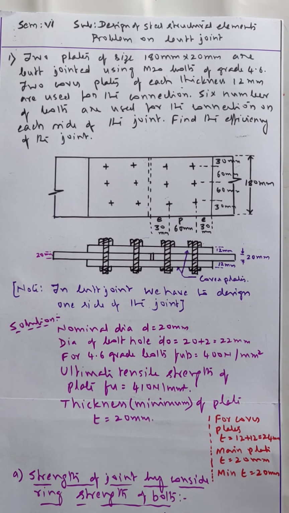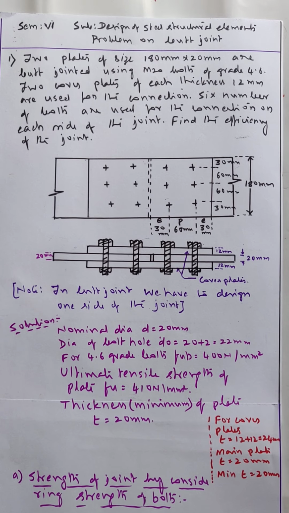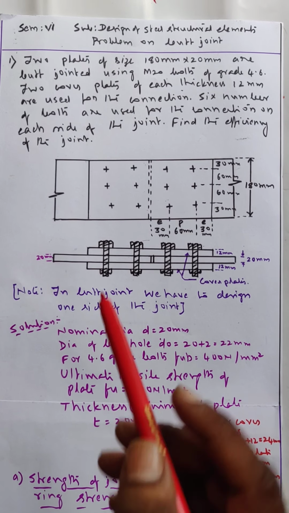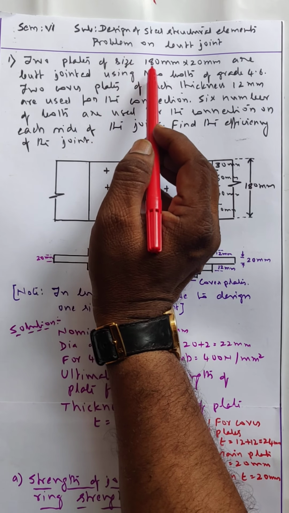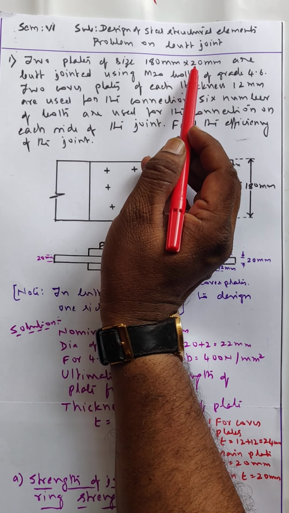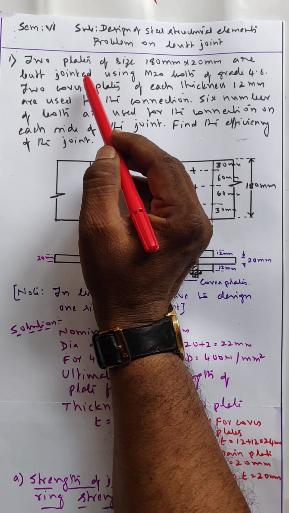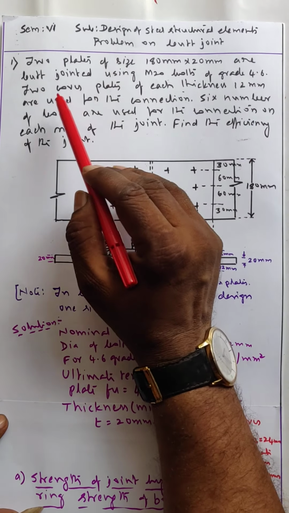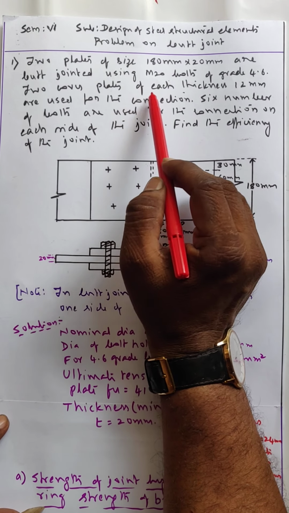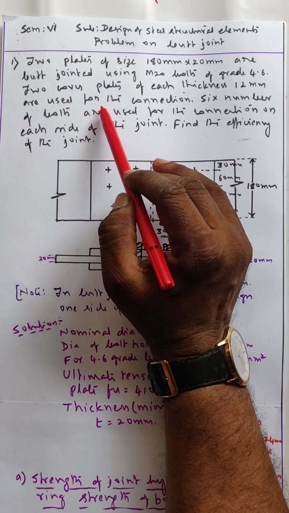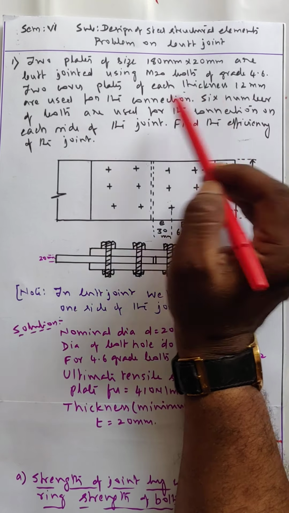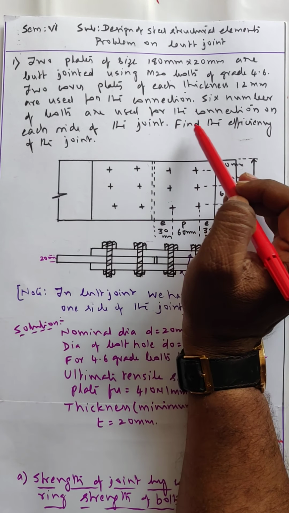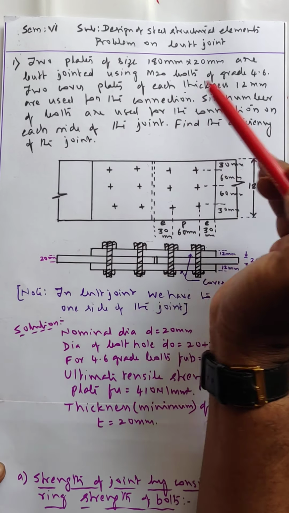So today we will see one problem on butt joint. It is of design of steel structural elements. See here, two plates of size 180 mm by 20 mm are butt jointed using 20 mm bolts of grade 4.6. Two cover plates of each thickness 12 mm are used for the connection. 6 number of bolts are used for the connection on each side of the joint. Find the efficiency of the joint.